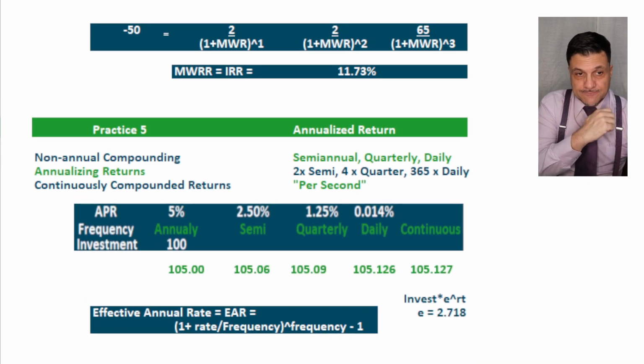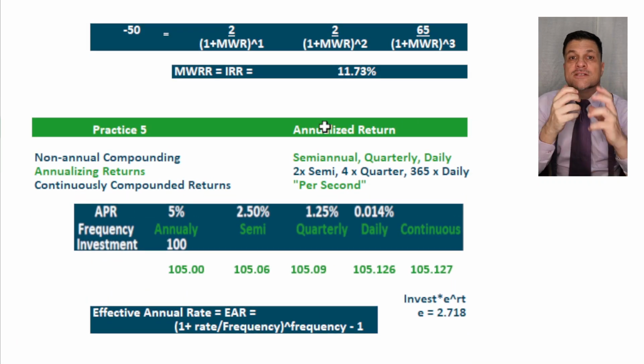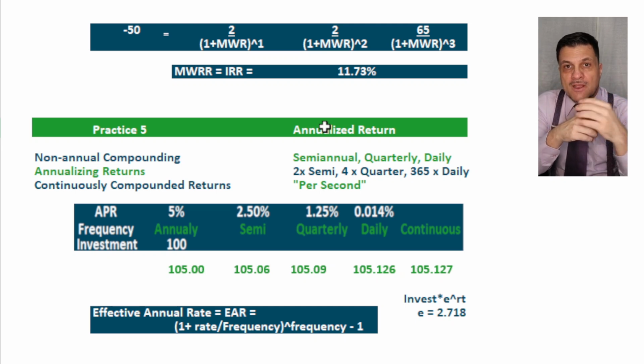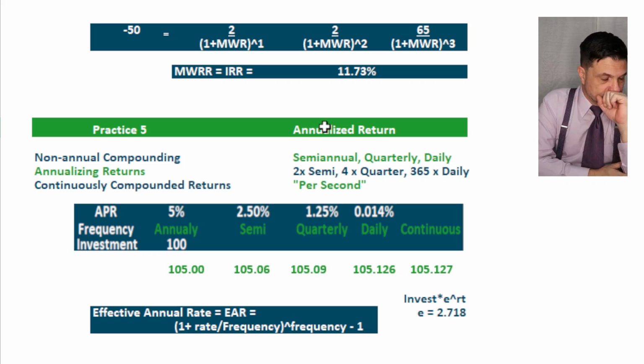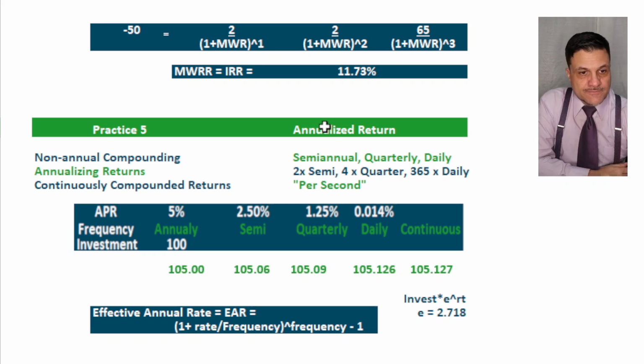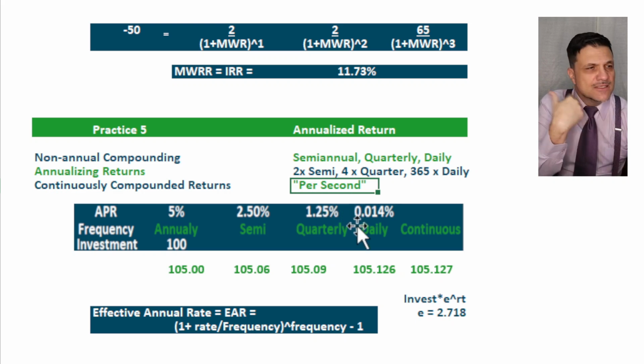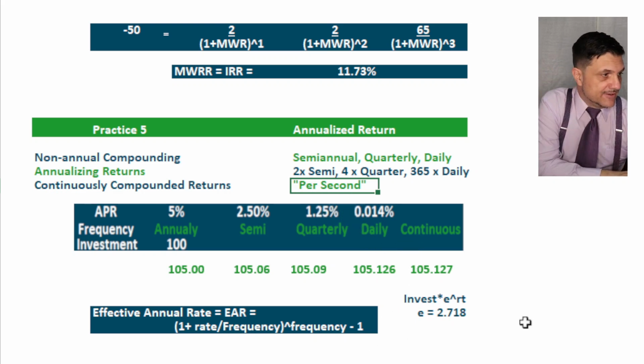Now we're going to see the concept of annual rates and compounding, non-annual compounding rates. The most common non-annual compounding are semi-annual, quarterly, and daily. Semi-annual is times 2, quarterly is times 4, and 365 is for daily. Now I put here for you continuously compounded return. Think about per second when you're doing the continuously compounded return.